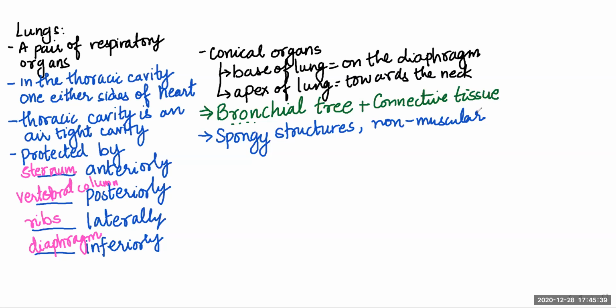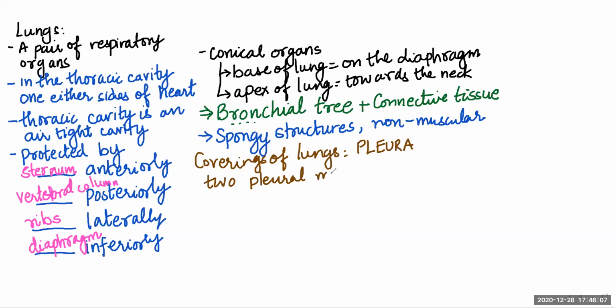Okay. Now, since we are starting with the lungs, the first thing that we notice is the covering of the lungs. The covering of the lungs is called pleura. Lungs are covered by two membranes. So there are two pleural membranes.